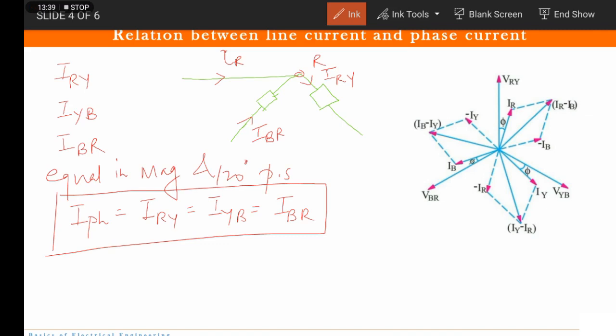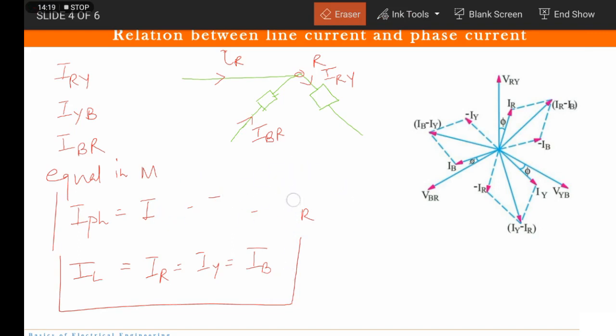Now let us talk about the line currents. What are the line currents? What is the line current? Line current is IR. This is nothing but line currents. Fine? So now we are going to derive the equation. I hope that this is clear to you.